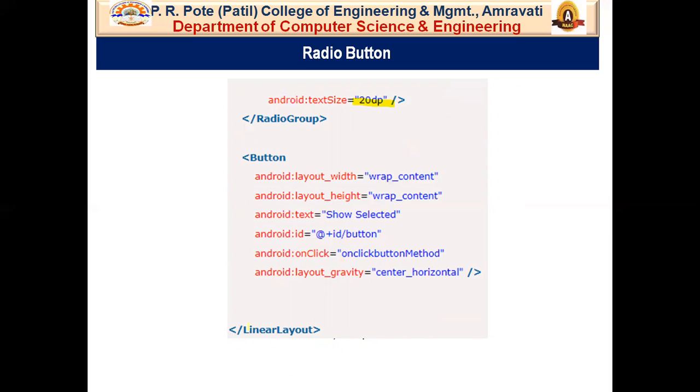The text that we want to show on this button is show selected. This is the ID assigned to that button. And an on click event method is implemented on this button. It means that once you click on the show selected button, it will show you how many radio buttons are checked. So this is the on click button method.